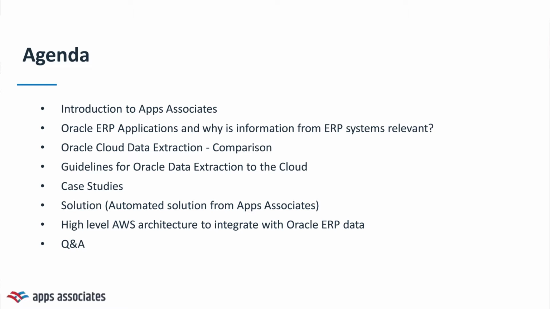We'll look at comparisons of the different options that are available, especially when we look at extracting data from the cloud. Then we'll follow up with some of the case studies that we have built for our customers: what approach customers have used, what components they have used, the architecture, and the tech stack they have followed along the way. We'll also highlight what Apps Associates has done to enable customers to extract this information from the cloud, how we have automated this approach, and how we make it easier for our customers.